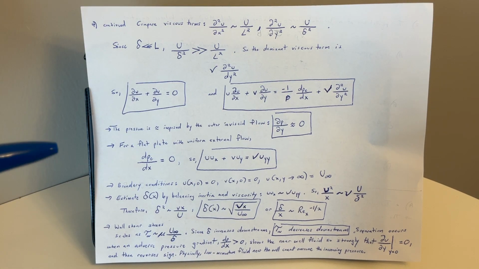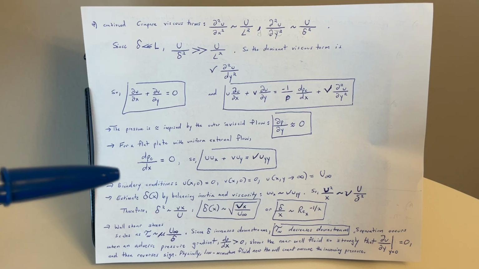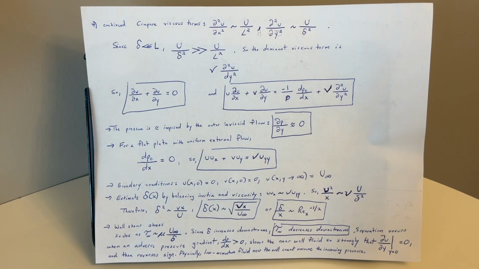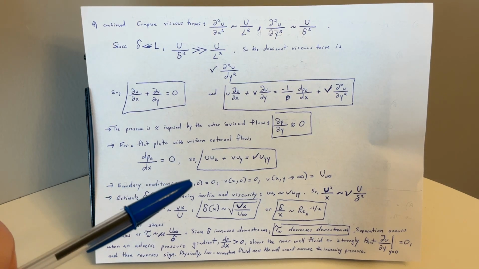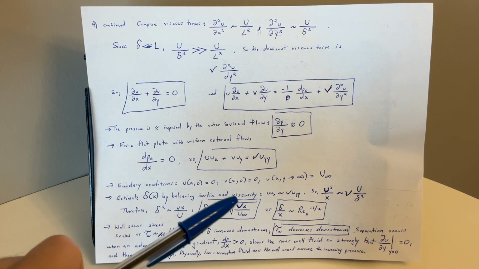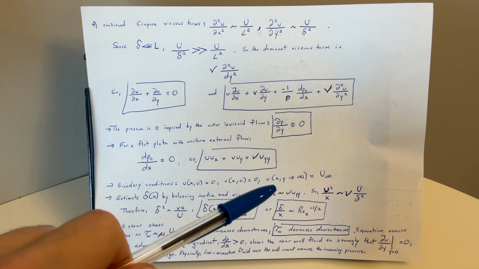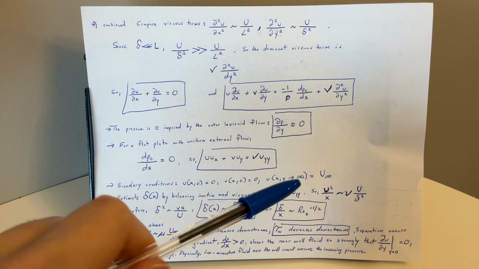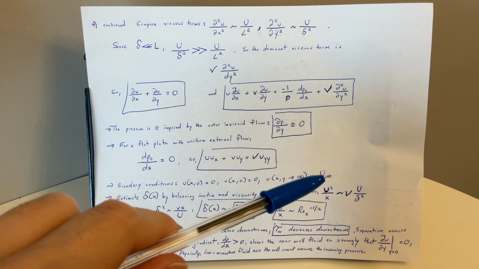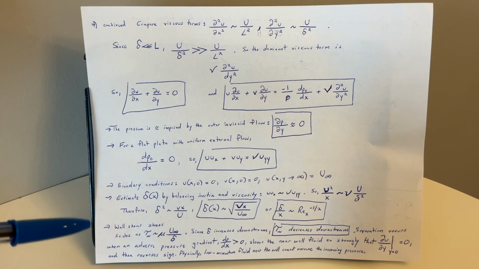Alrighty, so moving along, boundary conditions here: u(x, 0) equals 0, v(x, 0) equals 0, and u(x, y approaching infinity) equals our U infinity.